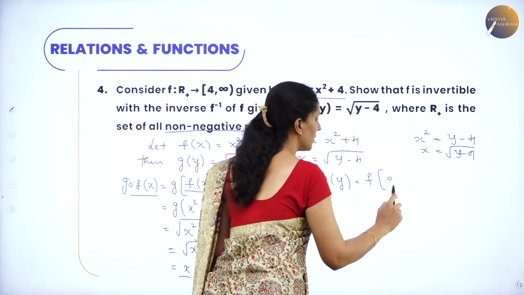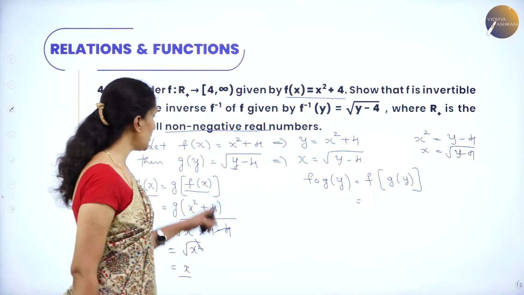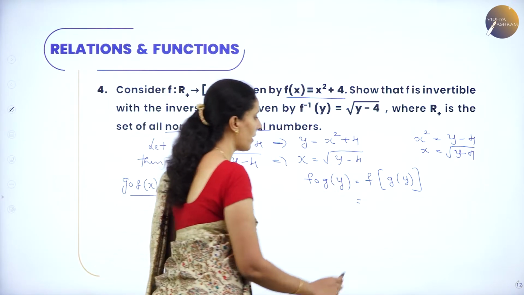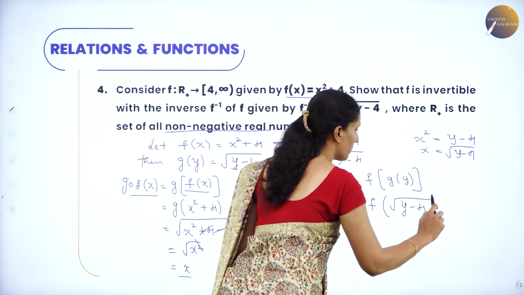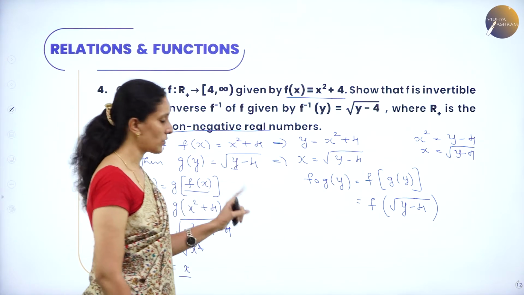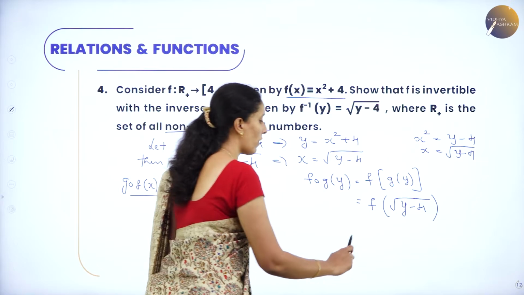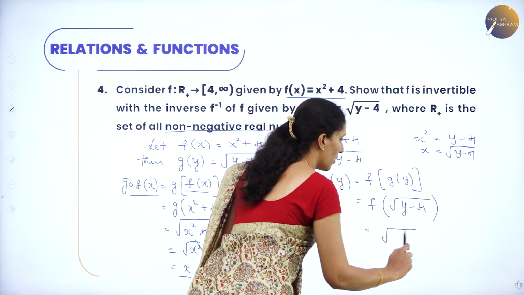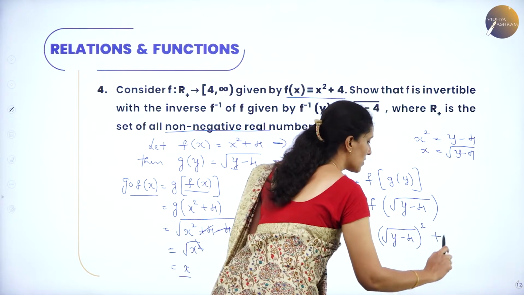f of g of y. So what is g of y? It is root of y minus 4. If it is f of x, then it is written in the form of x square plus 4. In the place of x, now we are replacing it with root y minus 4. So it is root y minus 4 whole square plus 4.